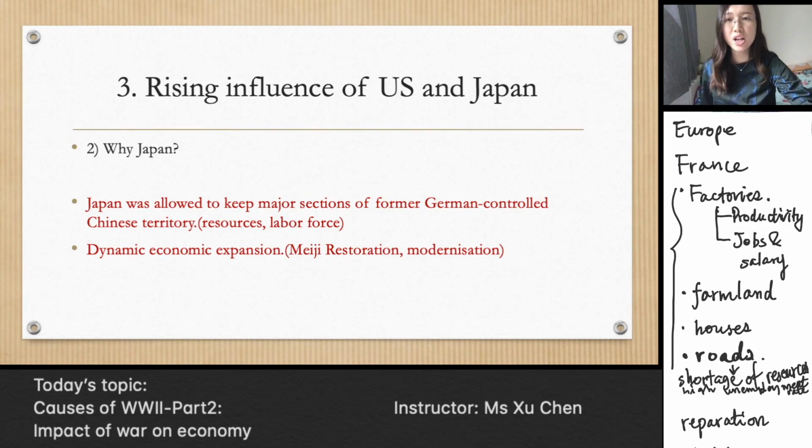Okay, so you can check 2 MCs on your worksheet. So please finish those 2 MCs, and this is the end of this part.